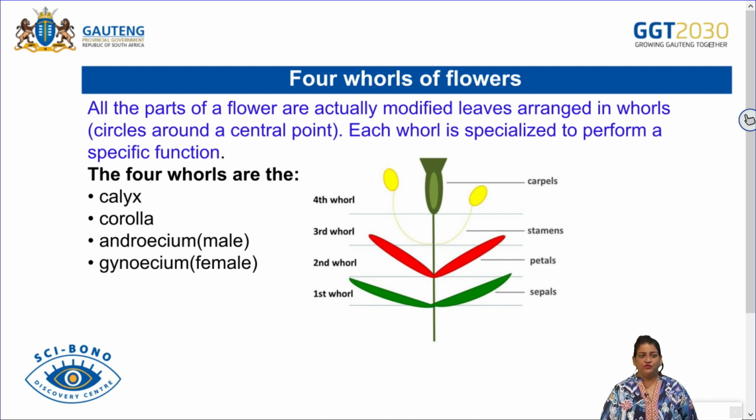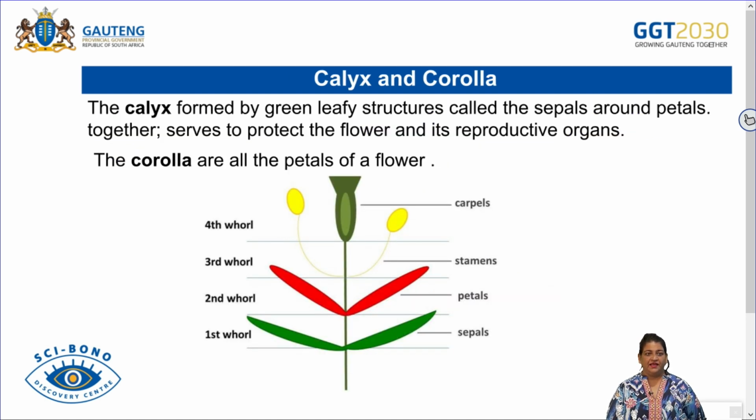So when you're looking at the four whorls, you find that the calyx and the corolla are the outermost whorls, and that the androecium and the gynoecium are actually the innermost whorls, because they are serving a very important function, so they need to be very well protected by the calyx and the corolla. Now let's look at the calyx and corolla, which are your two outermost whorls.